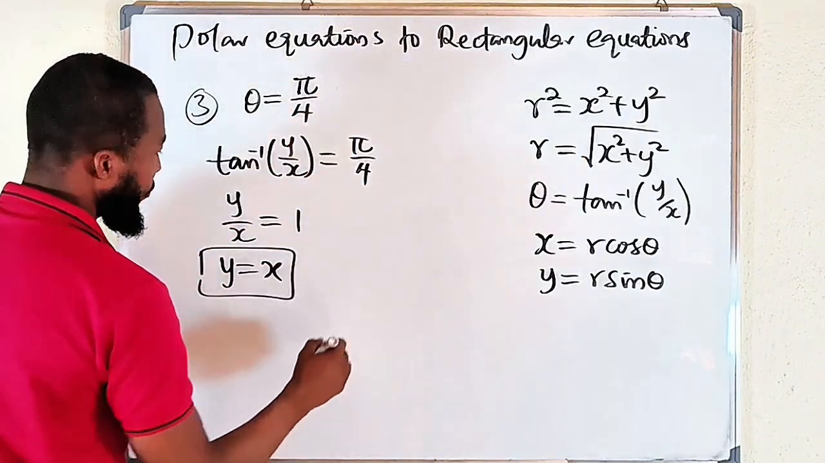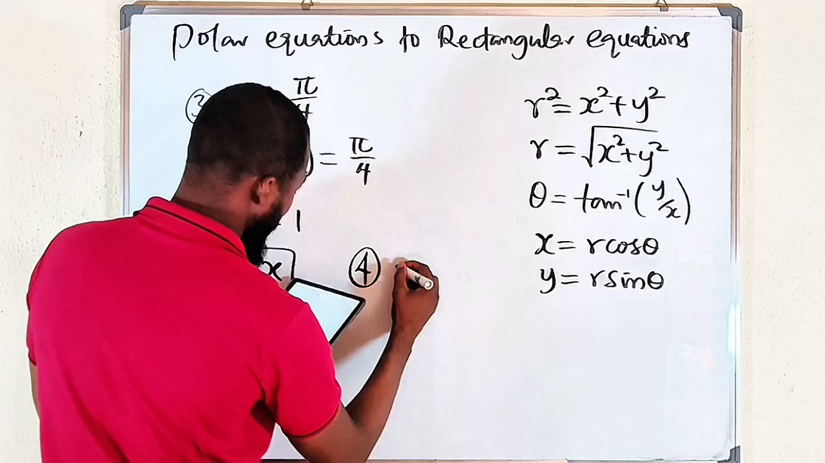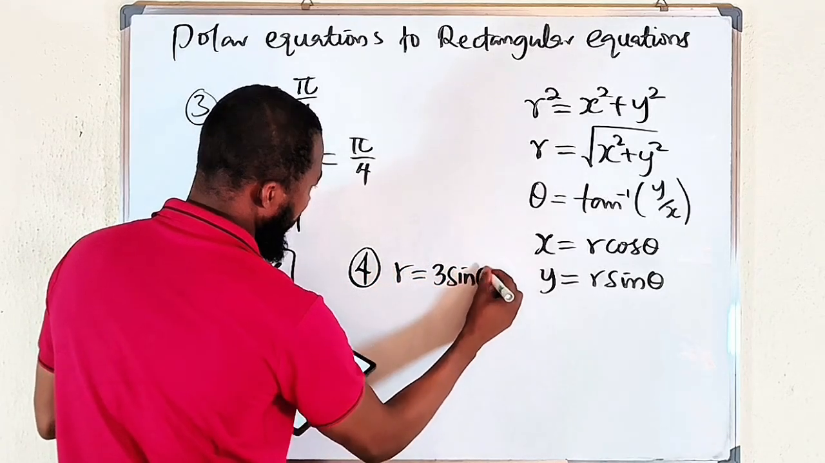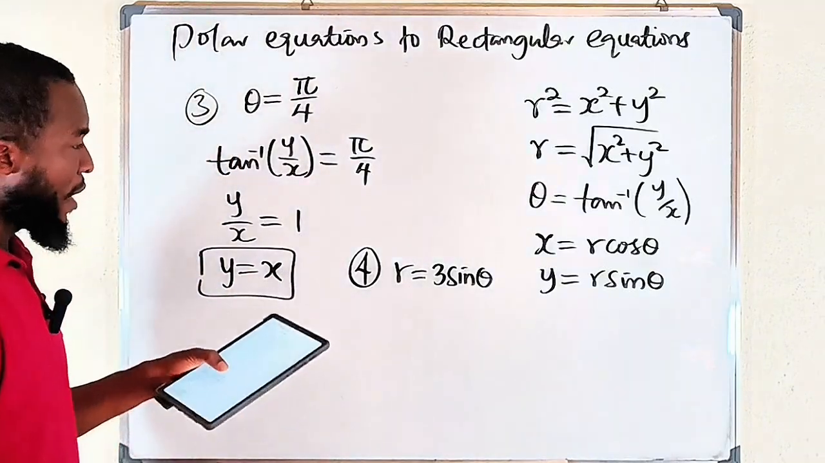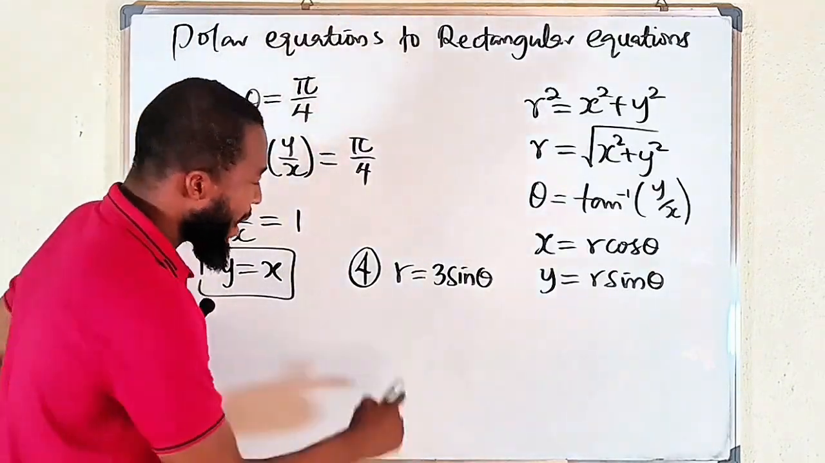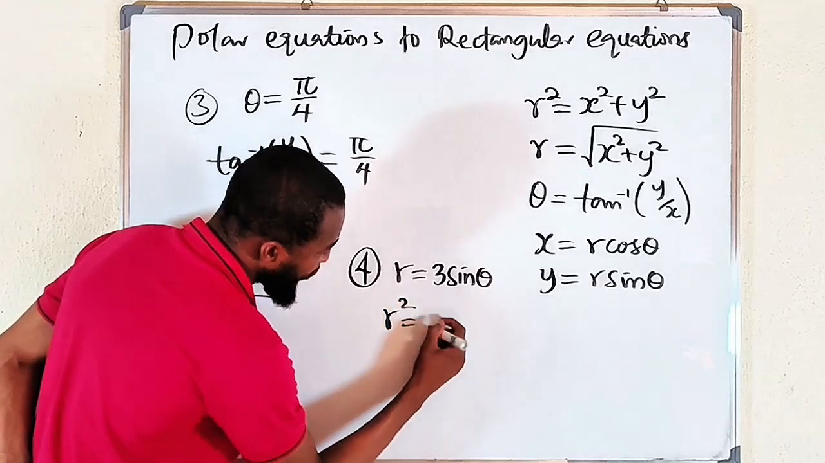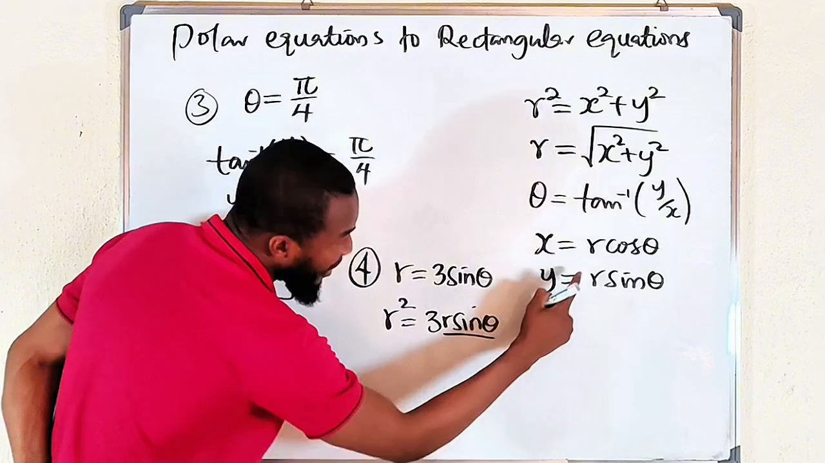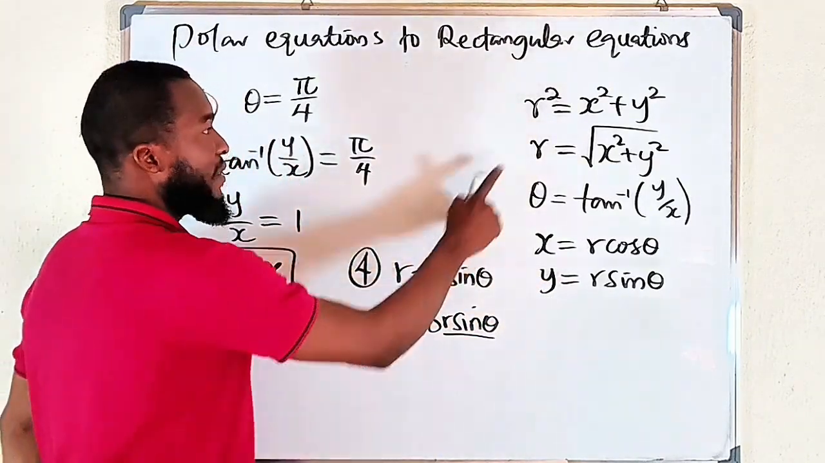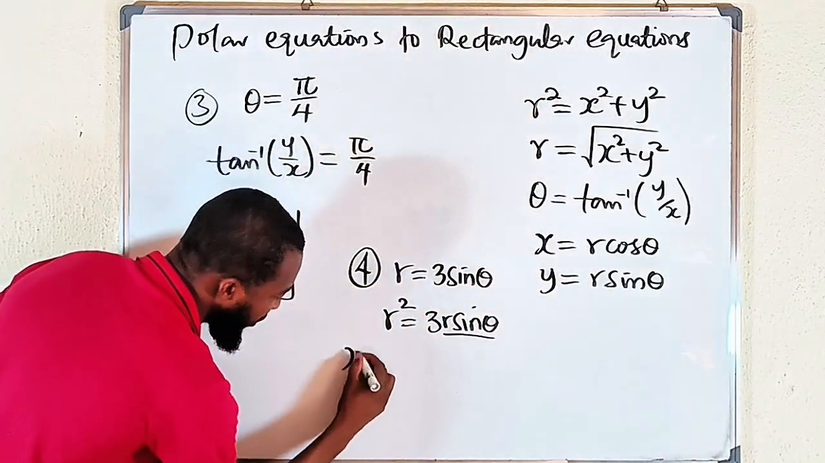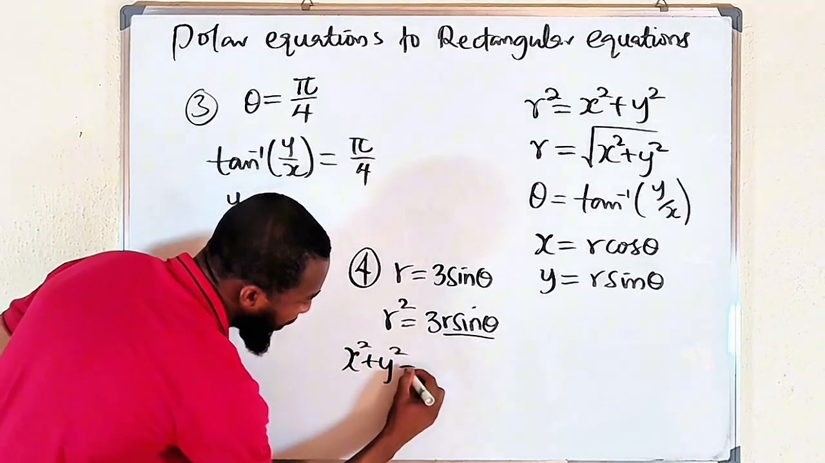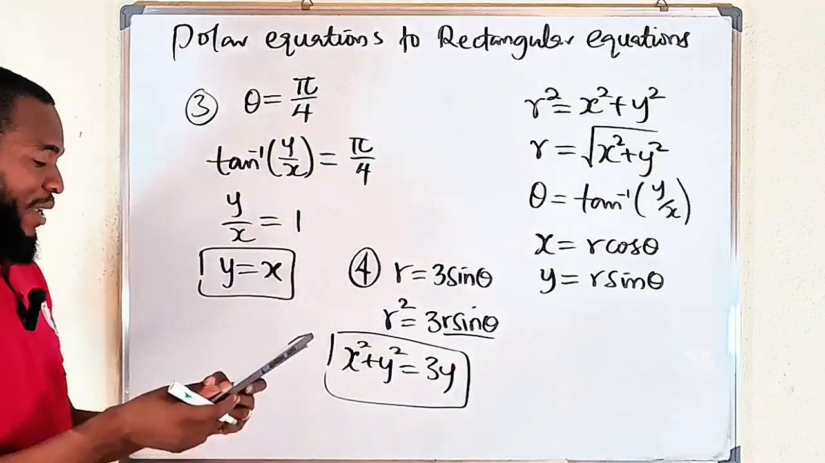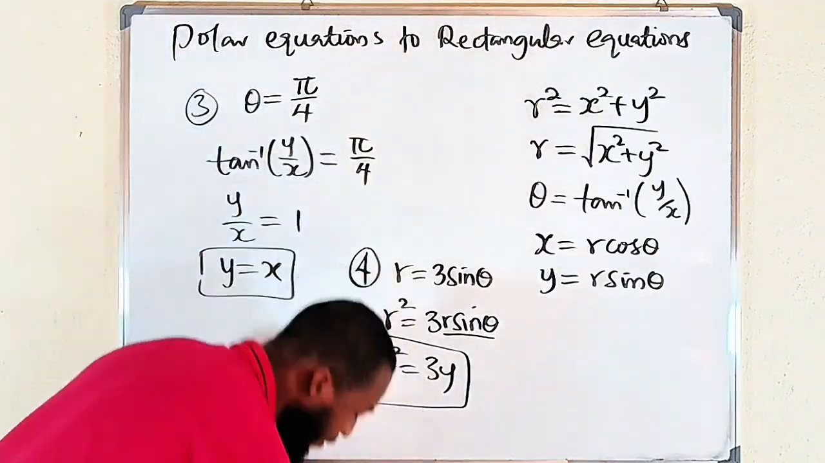Question number 4. We have r equal to 3 sine theta, similar to question number 2. You can multiply both sides by r. R times r will give us r squared equal to 3r sine theta. And r sine theta is the same thing as y, while r squared is the same thing as x squared plus y squared. x squared plus y squared equal to 3y. This is your rectangular equation. Let's move on to number 5.